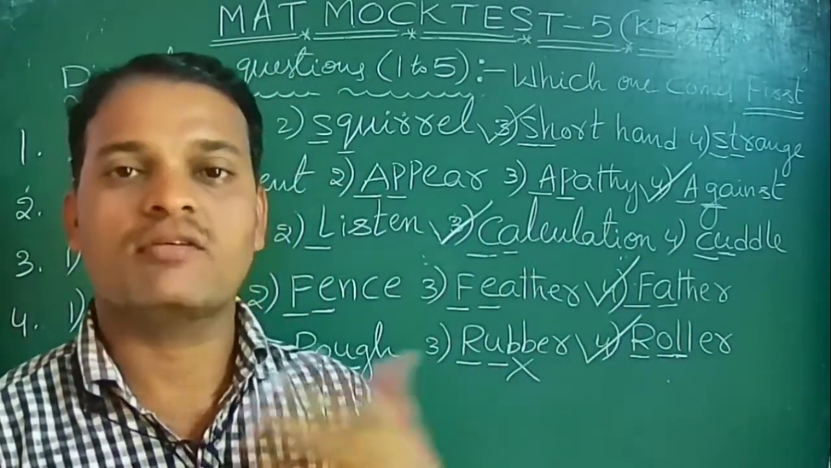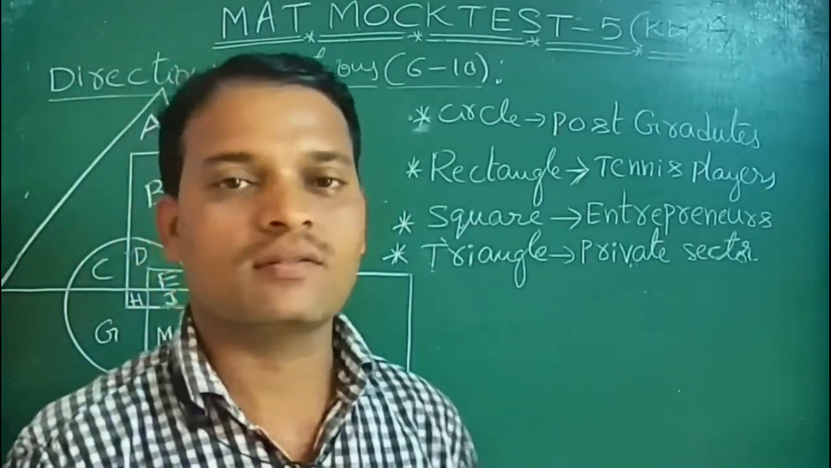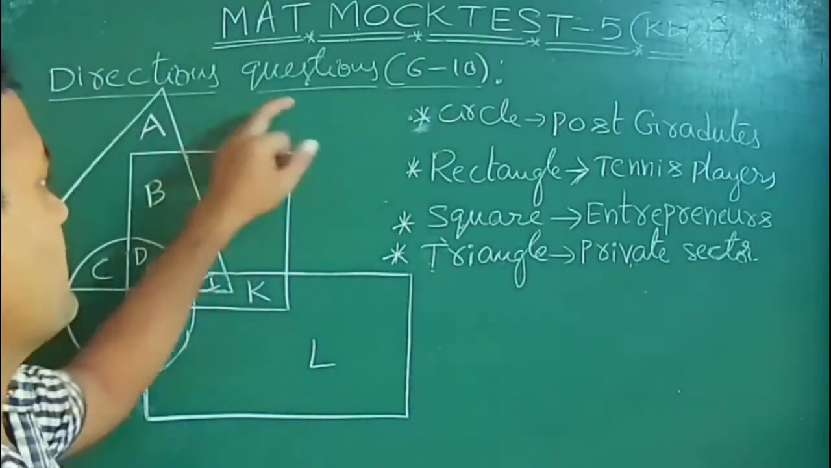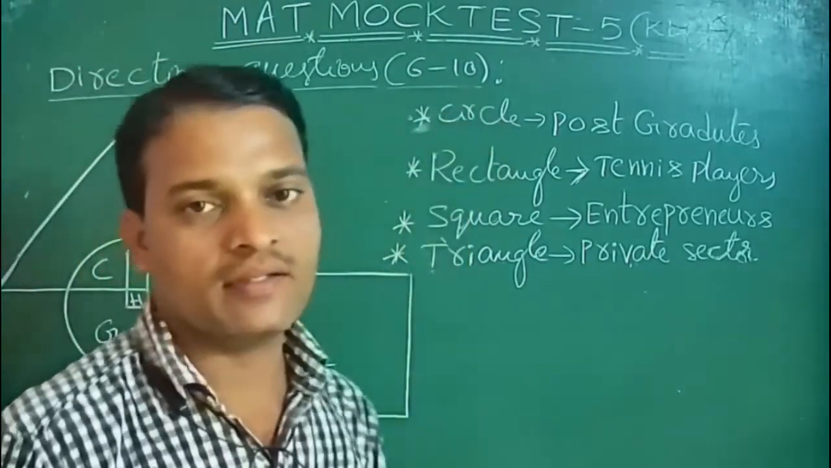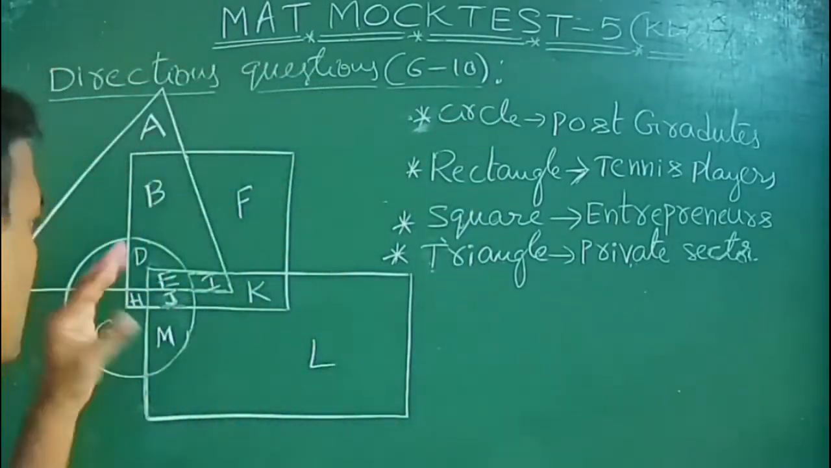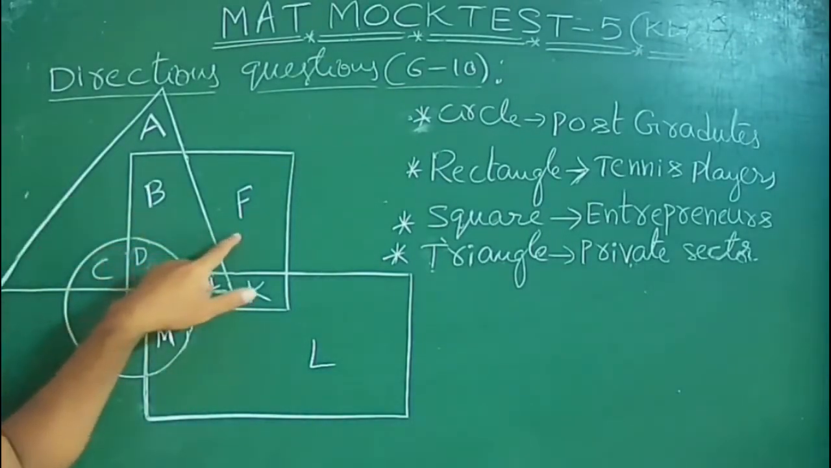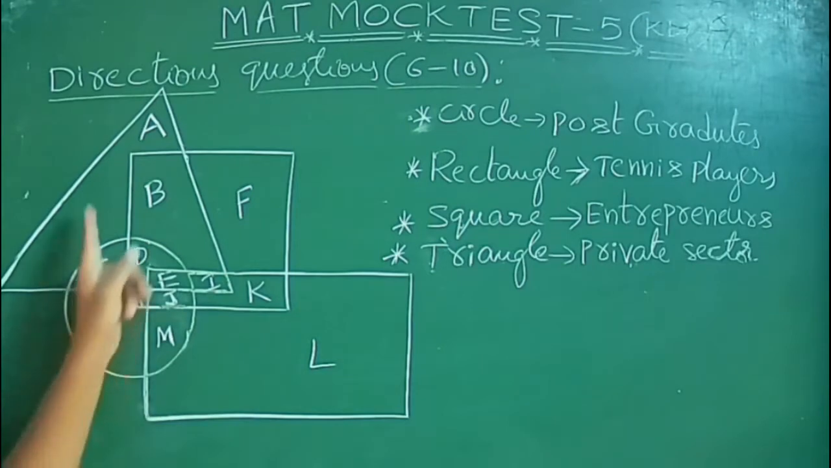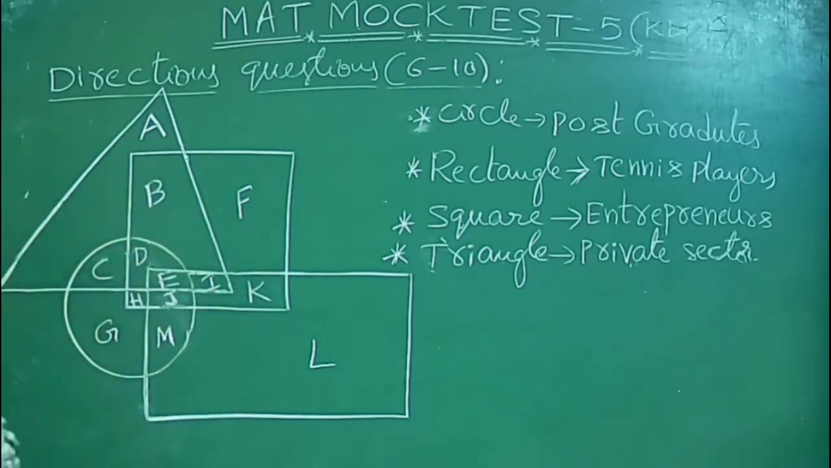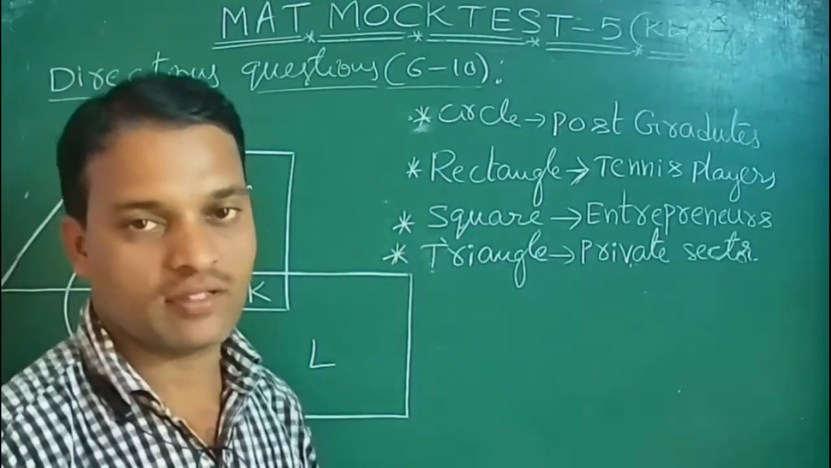Okay, next I'll go for the sixth question. Directions for questions 6 to 10 are on the Venn diagrams topic. The given Venn diagram has a triangle, square, rectangle and circle, including some letters also given. The representation is also given according to the question.